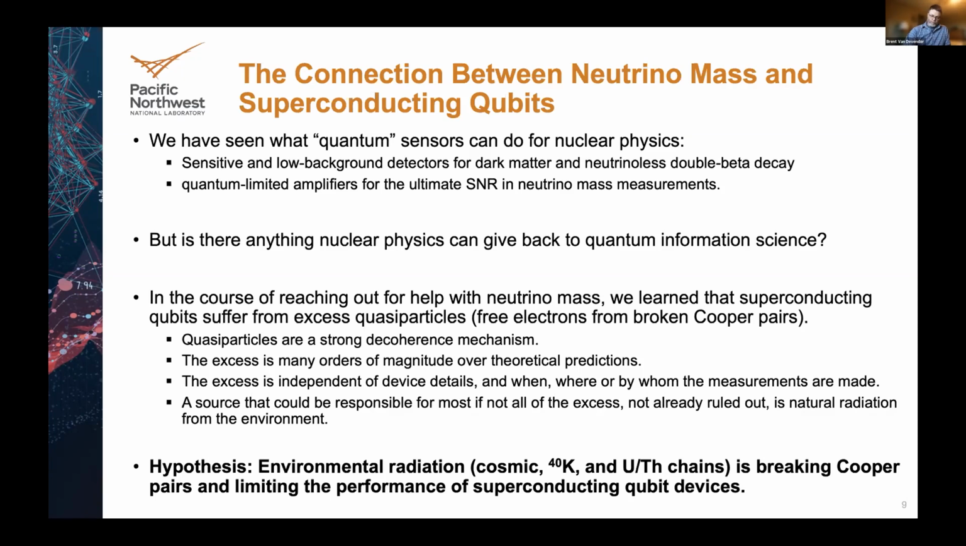Lots of people have ruled out sources, but one of the ones that was still out there, having not been ruled out, is that environmental radiation must be the thing propping up this population of quasi-particles. And so we're exposed to this hypothesis at the bottom of my slide that natural environmental radiation, cosmic rays, potassium, uranium, and thorium mostly, is breaking up the Cooper pairs and limiting the performance of superconducting devices. Now that's fortuitous because I just told you about the extreme measures people in my field go to control nuisance radiation. So when we heard this, it really seems like, gosh, I think we can help.